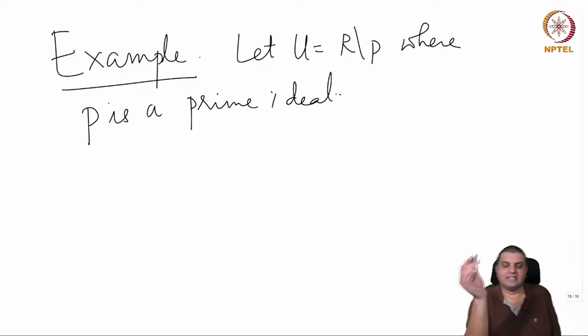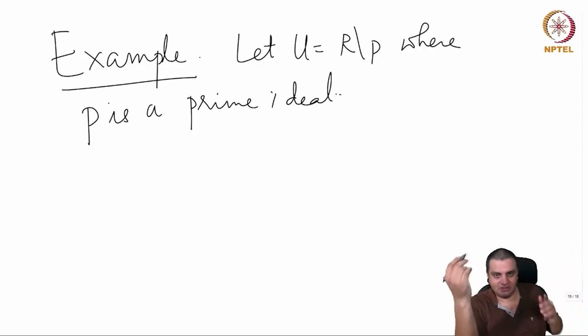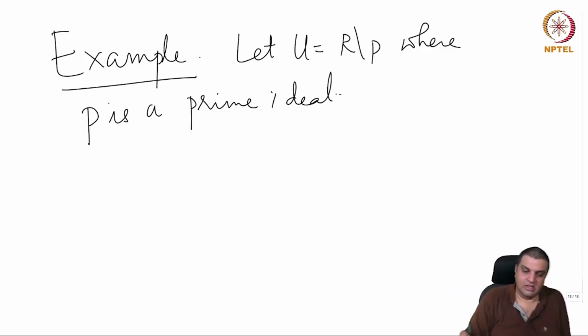Of course, fields are local rings, but if these were the only local rings, this notion may not be of much use. Okay, so there are other things. So P is a maximal ideal. Now, what are the prime ideals of R localized at P?